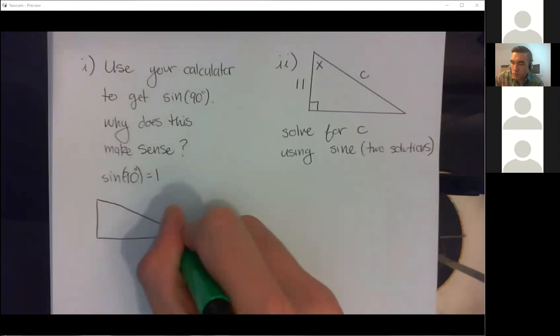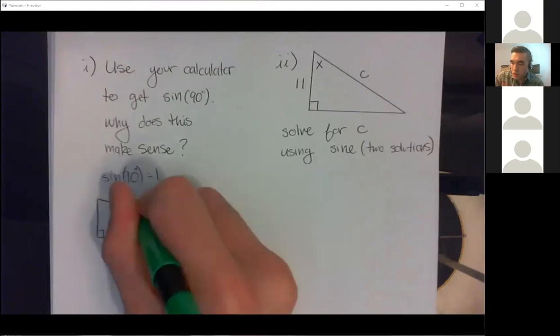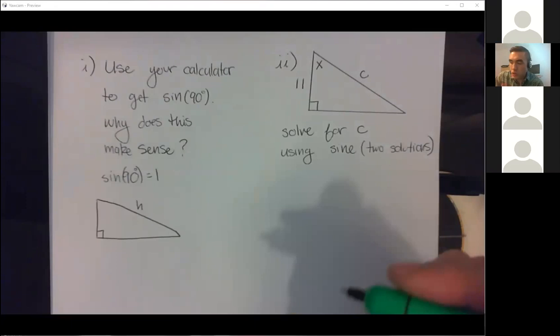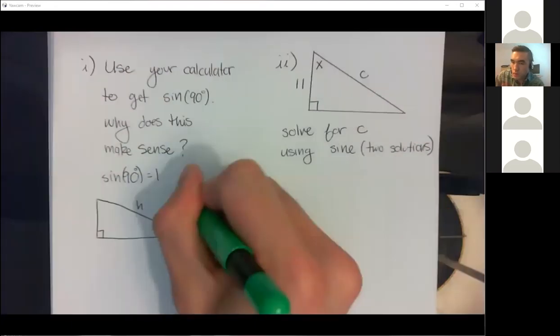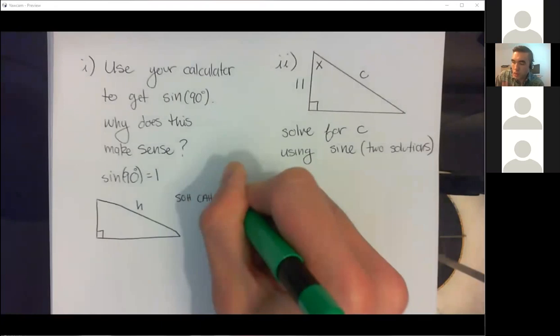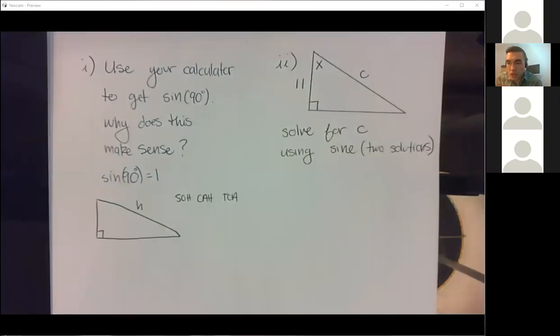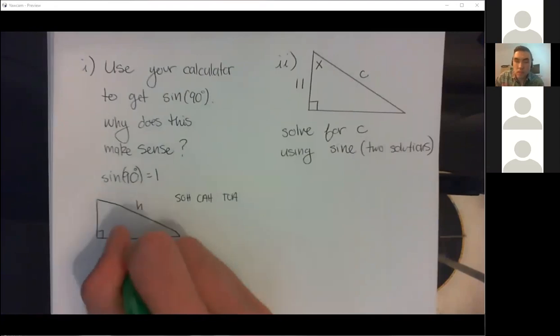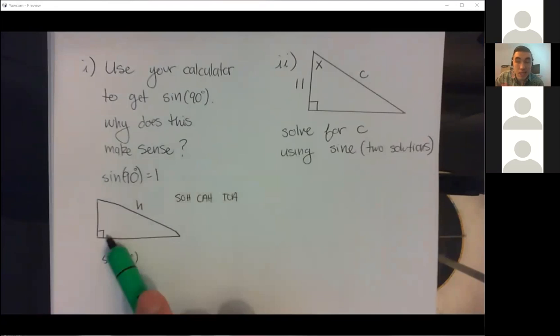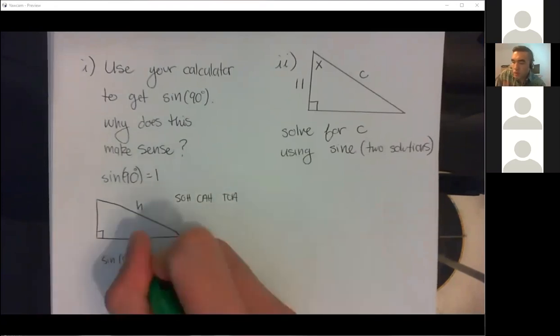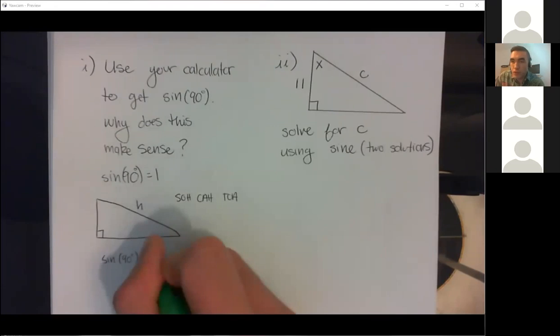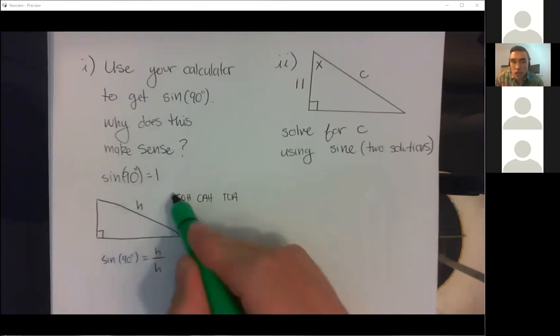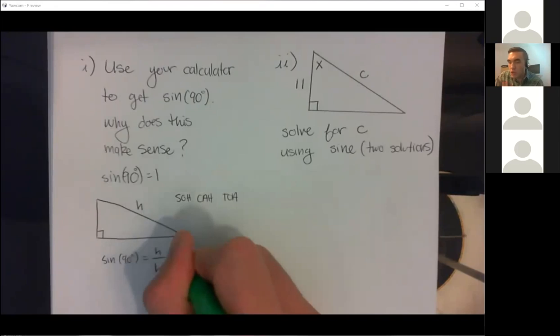Spot on. So here's my 90-degree angle, and here's my hypotenuse. So according to SOHCAHTOA, when I assess my opposite over hypotenuse ratio, well, sine of 90 is telling me, okay, I need the opposite side from my 90-degree angle. The opposite side is the hypotenuse. Take the hypotenuse divided by, well, the hypotenuse, just because that's what SOHCAHTOA is telling us to do. Put h in the denominator, and h divided by h will always give us 1.